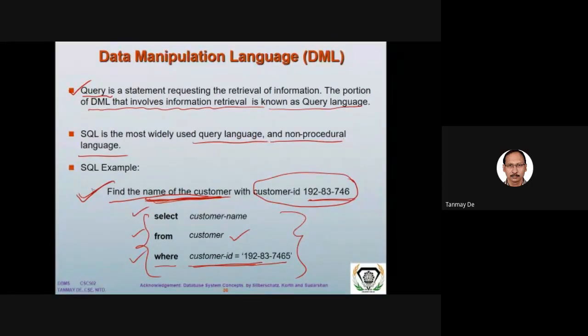It finds the name of the customer with this customer ID. That is, when this query is executed on the customer table, it searches for a matching customer ID. If the customer ID matches, then only the customer name is taken and displayed on the screen. Other examples we can discuss when we talk about the SQL chapter.